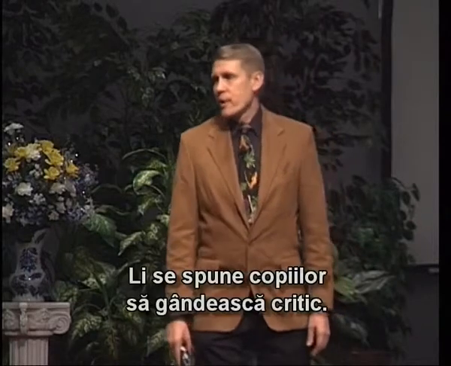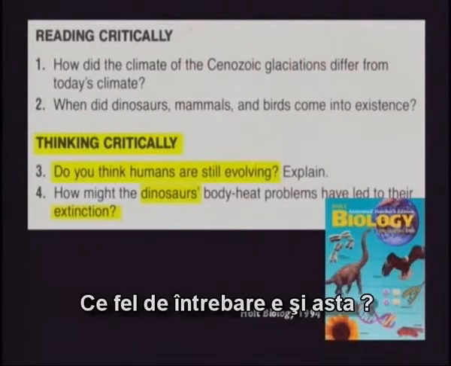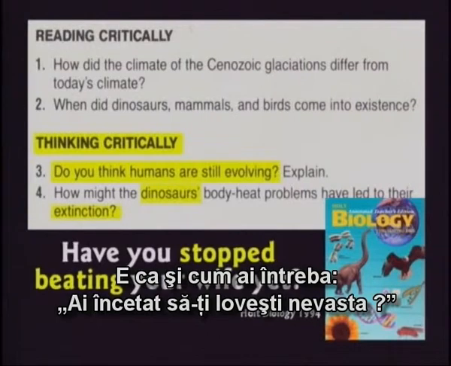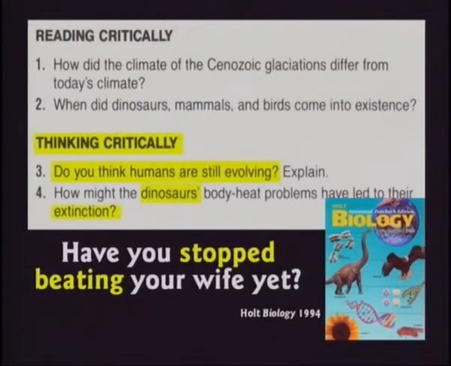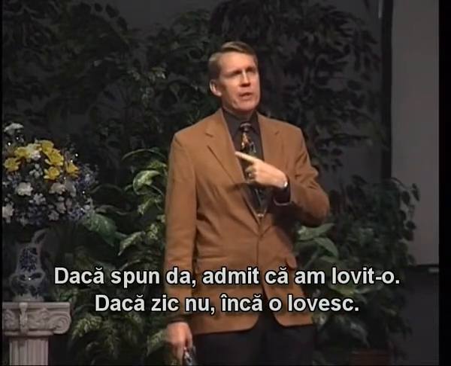Then they tell the kids to think critically. Yes, boys and girls, do you think humans are still evolving? What kind of question is that? That's one of those questions like, have you stopped beating your wife yet? Wow, now let me think. If I say yes, I'm admitting I did. If I say no, I'm still doing it.